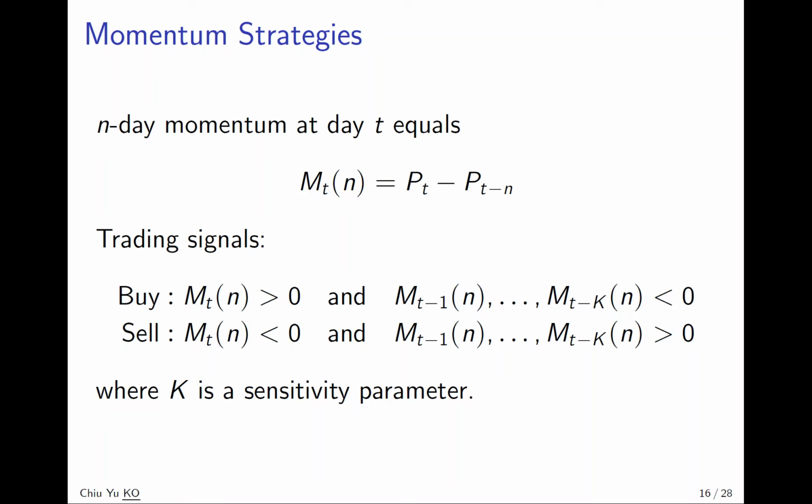What you do is see whether today's momentum is positive. If it has been negative for K periods, K is something you decide, and it changes to positive, then you buy. If it had been positive and suddenly becomes negative, then you sell. This rule is not easy to understand, but suppose that instead of N-day momentum you use one-day momentum. The one-day momentum is today's price minus yesterday's price.